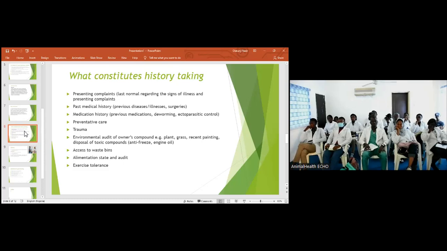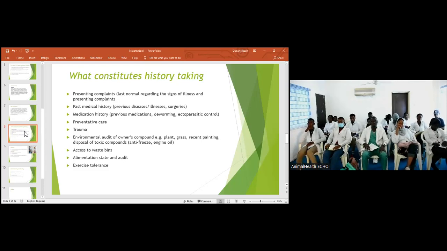Then one thing I also do is to do an environmental audit of the owner's compound. I don't just allow a dog to come to my hospital anyhow. Within 0 days of registration to 120 days of registration, it's either I go to the house or I send a senior doctor. I want to know how that house is. I want to know where that dog lives. Because a lot of the problems are caused if you don't do an environmental audit of the owner's compound.